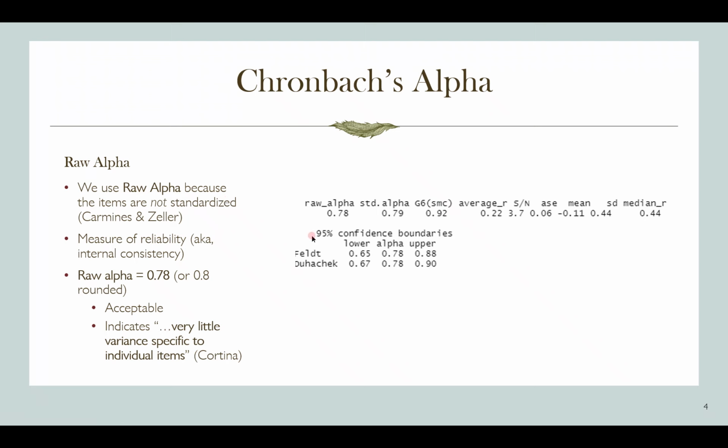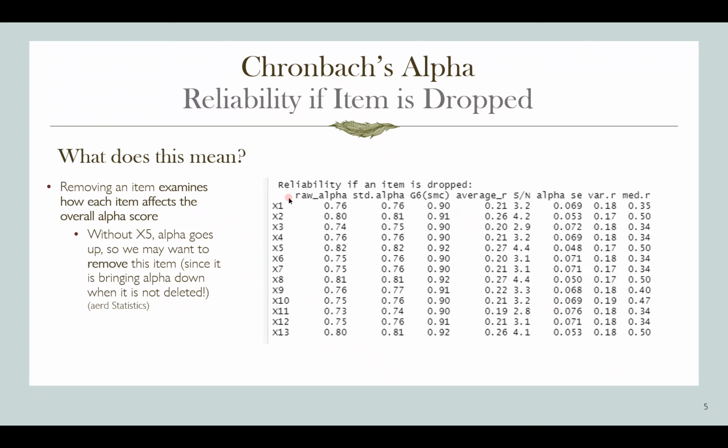So Cronbach's alpha, though, is a measure of internal consistency, and we can see over here that our raw alpha is about 0.8, which is a good alpha level and indicates very little variance specific to individual items, according to Cortina. But what does this really mean?